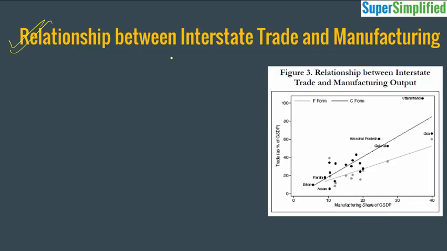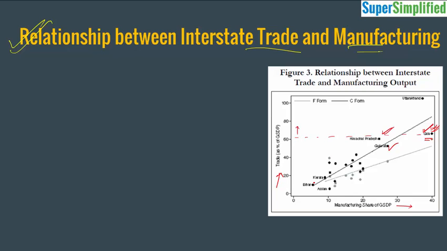Now let's see what is the relationship between the interstate trade and manufacturing in the case of Indian states. So here on the y-axis we have trade as a percentage of GSDP, and on the x-axis we have manufacturing share of GSDP. So if we go on the extreme right side of this graph, then we have states like Goa, where the share of manufacturing in state GDP is very high, so around 40%. So manufacturing activity is constituting around 40% to the GDP of the state, and for such states the level of trade is also higher. And these states are like Goa, Himachal Pradesh, Gujarat, etc. Right? So in these states, manufacturing activity has a high share in the GDP of the state, and that is why the level of trade for these states is higher.